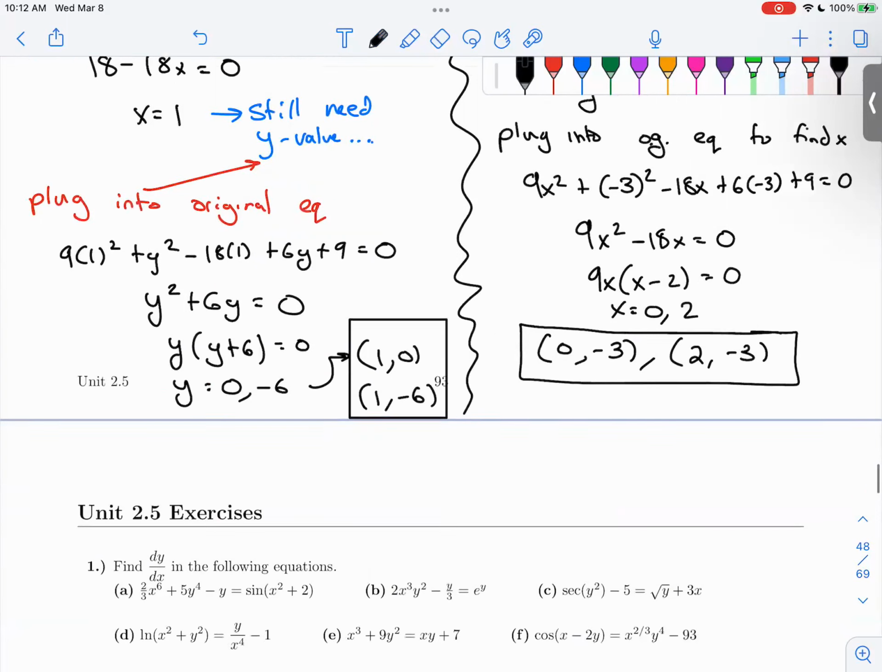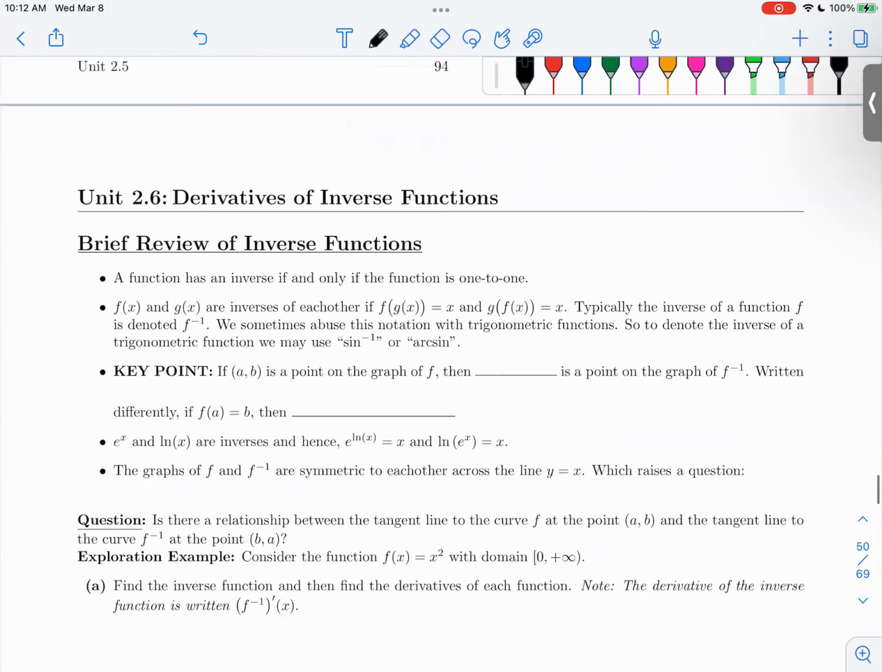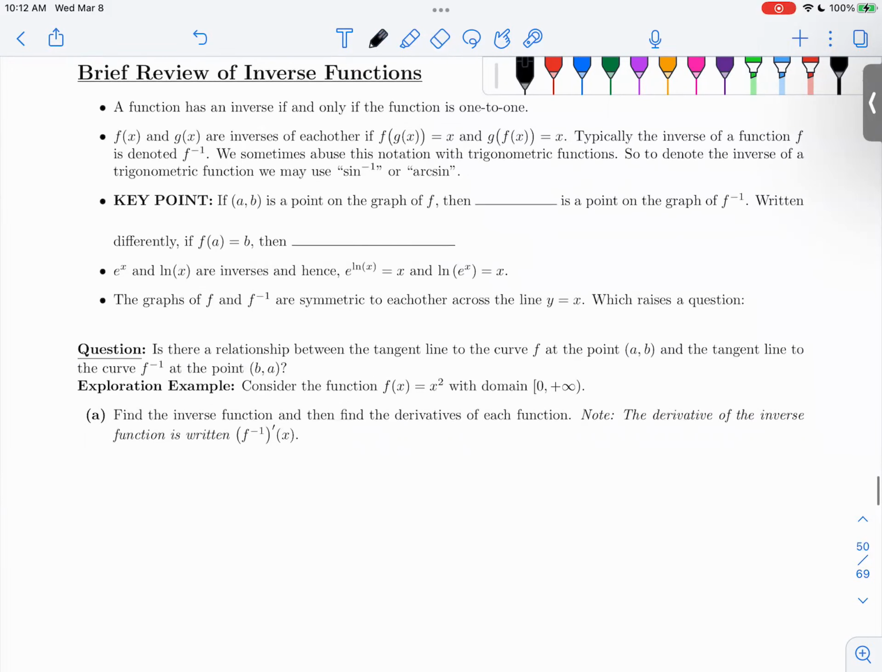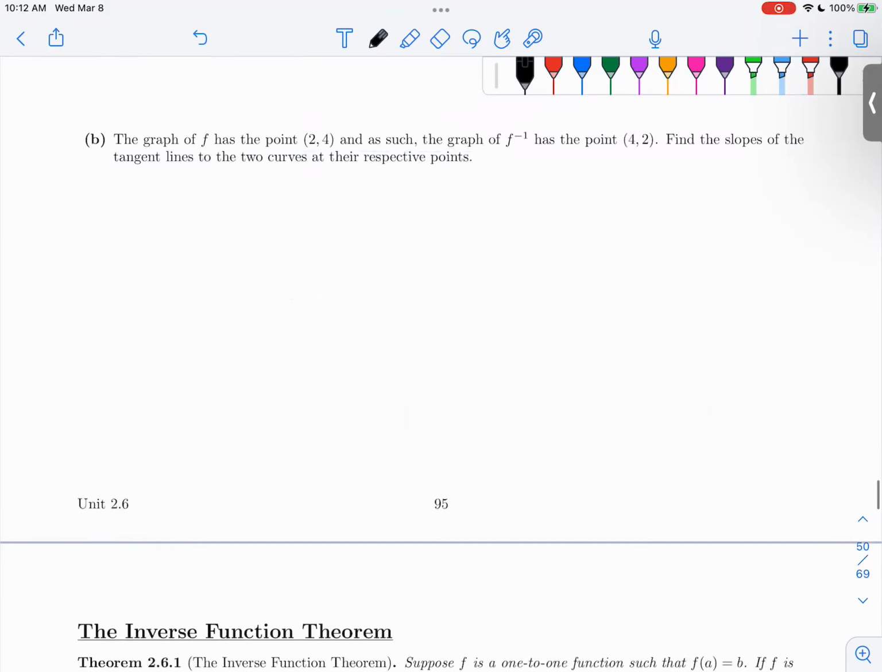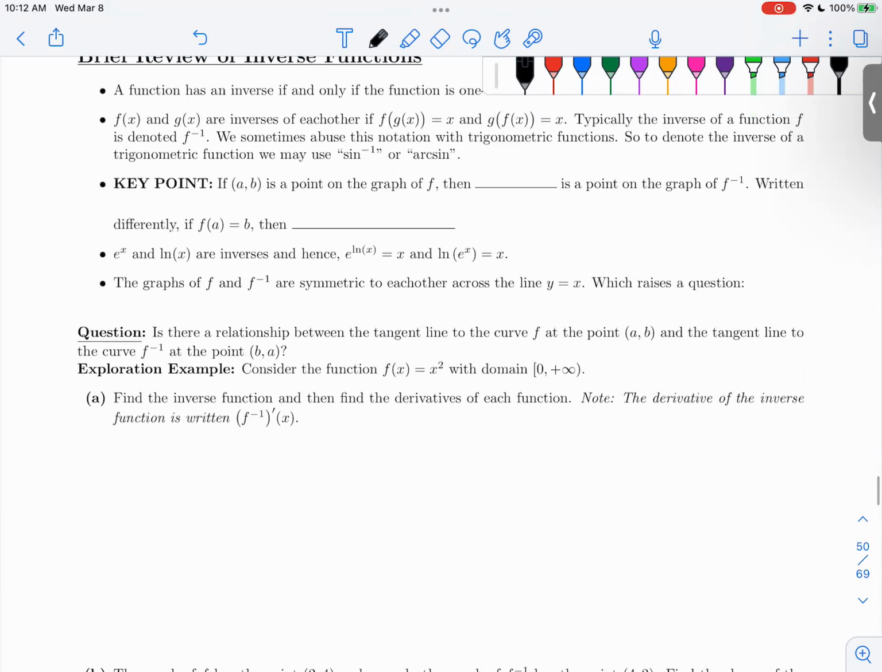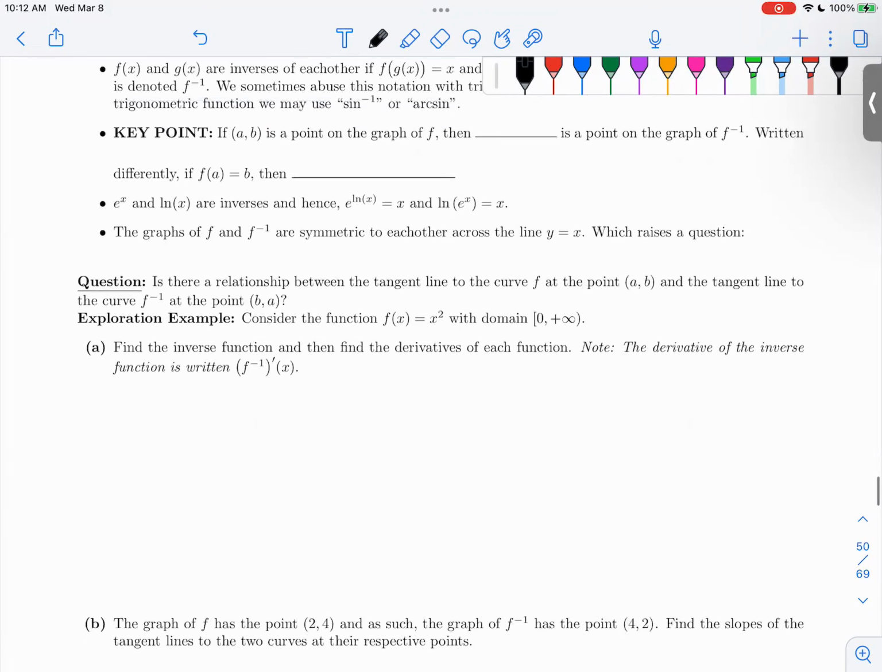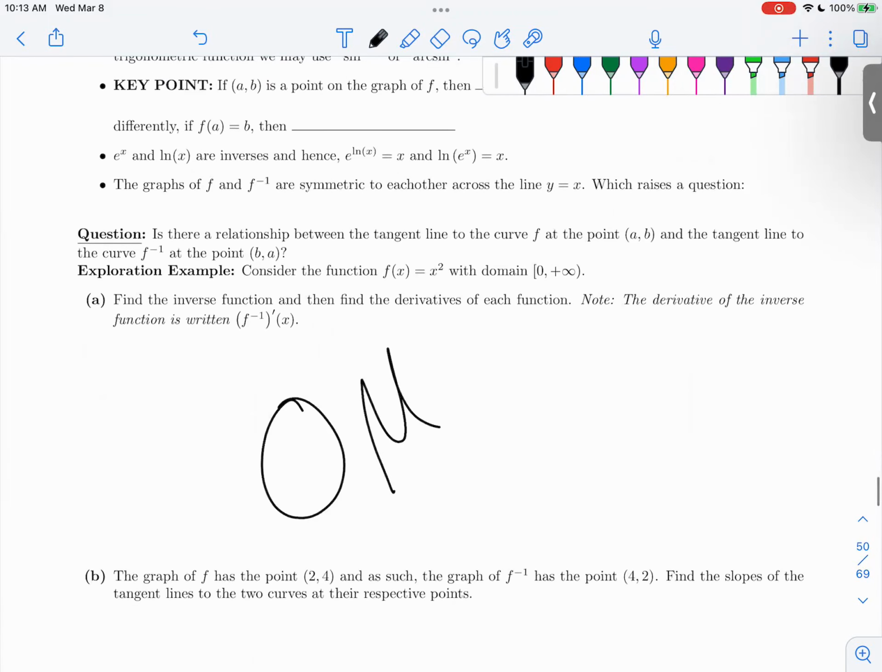Okay, so an executive decision made by me is that we are going to skip basically all of 2.6 except for the important stuff. So omit. This material here, page 1, is not going to be covered.